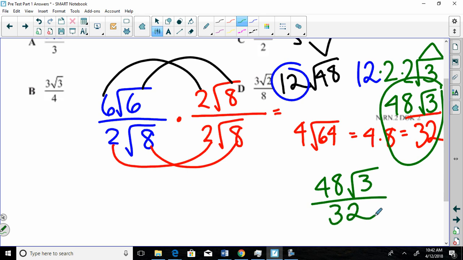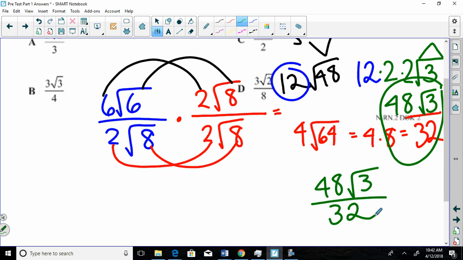Is this numerator rational or irrational? Irrational, because it has this, right? It's radical 3, a perfect square? No. What about 32? No. Is that rational or irrational? Irrational. Just 32. Irrational. Rational.